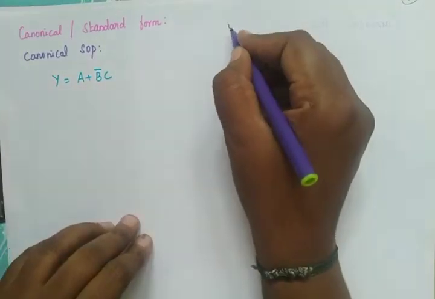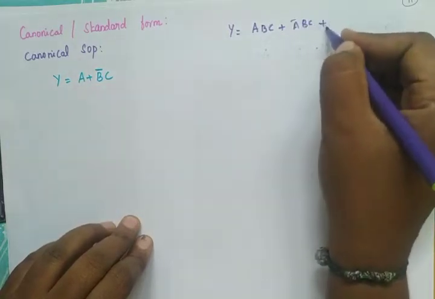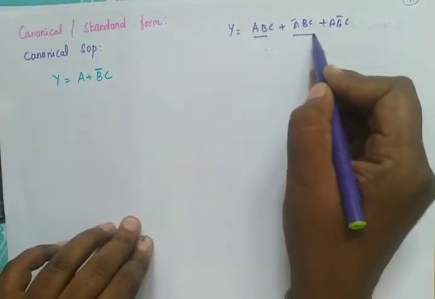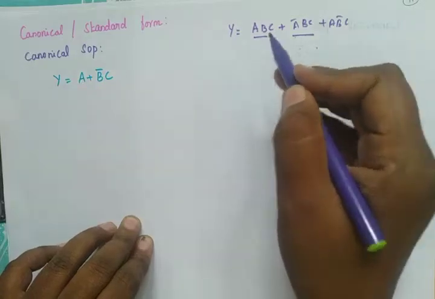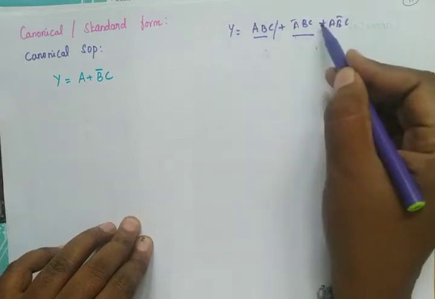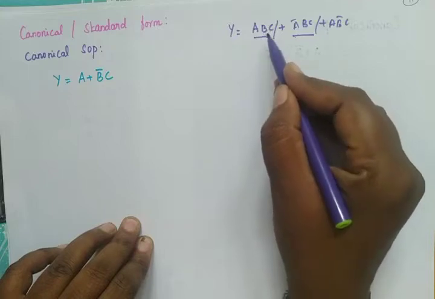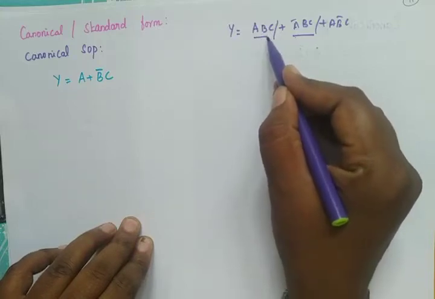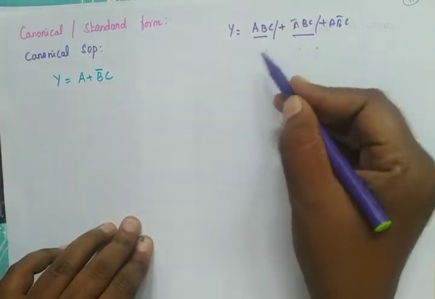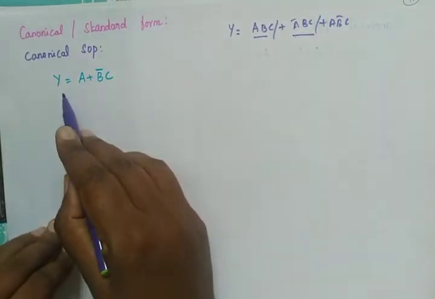We know the Boolean expression is given by y = ABC + A'BC + AB'C and so on. Here every term must contain every literal, that is every variable. The variables are said to be literals. So this is one term, this is one term and this is another term. Every term must contain every variable, every literal. So if the equation is like this, then it will be in the canonical form or in the standard form.